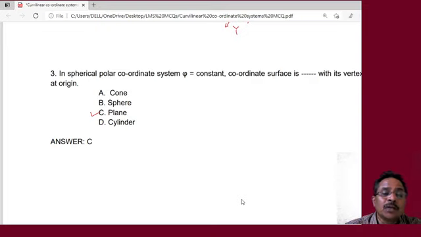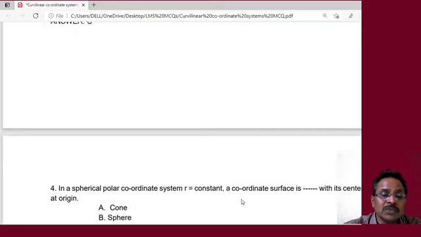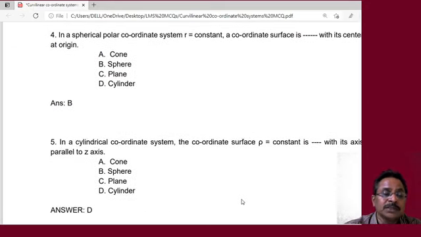In a spherical polar coordinate system, phi is equal to constant, the coordinate surface is a plane with its vertex at the origin. We have drawn the diagram on that, so we can go for that type of distinction. Then this problem is also related to the same concept, that is the spherical polar coordinate system. Now this time R is constant, so the coordinate surface is going to be a sphere. So R is a sphere, this is for theta is equal to constant, this is for R is equal to constant, and this is for phi is equal to constant.